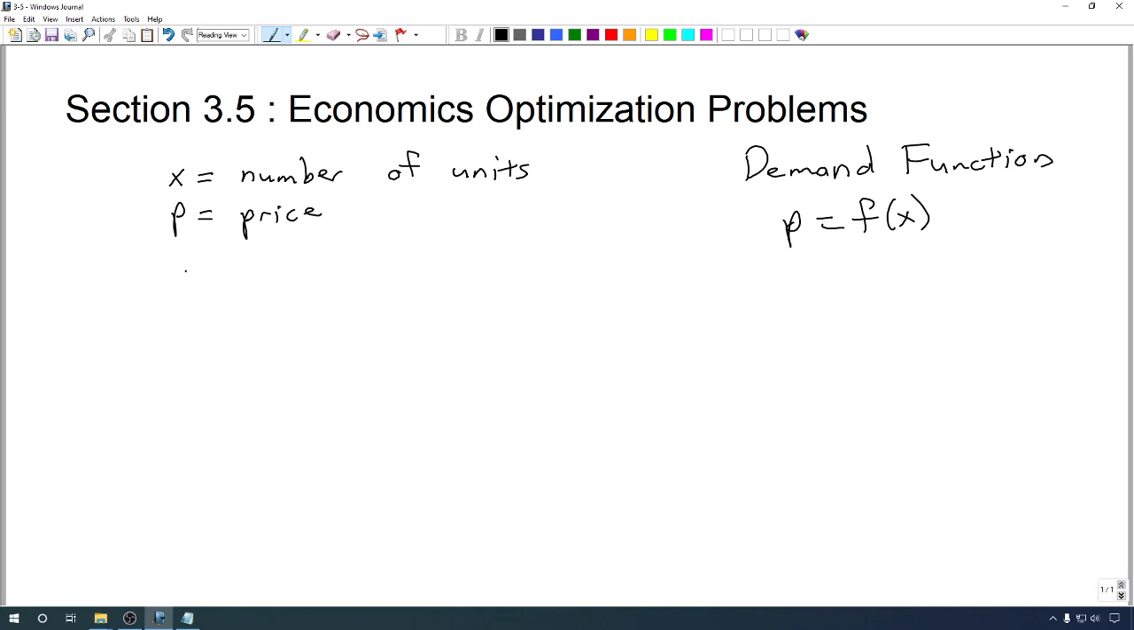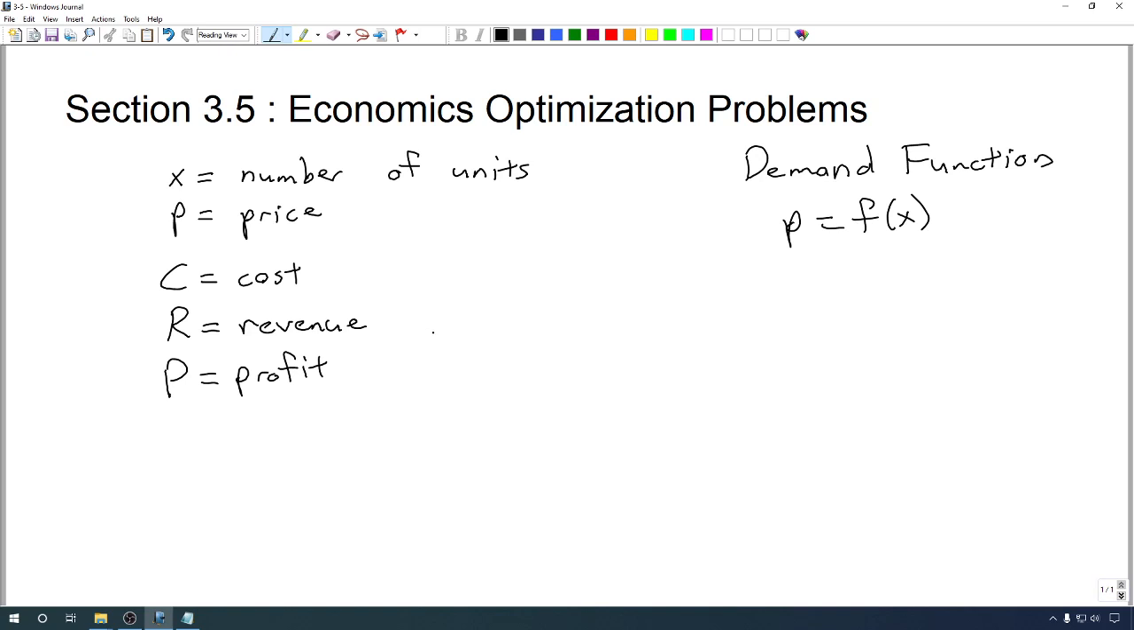Then we have three other quantities. We have the cost, which we denote by a big C. We have revenue, which is a big R. And profit, which is a big P. Unfortunately, I'll have to say big P and little p for price and profit.